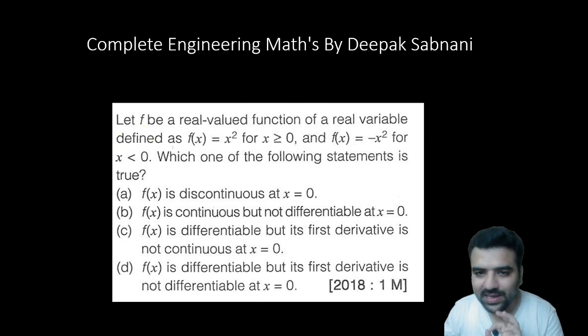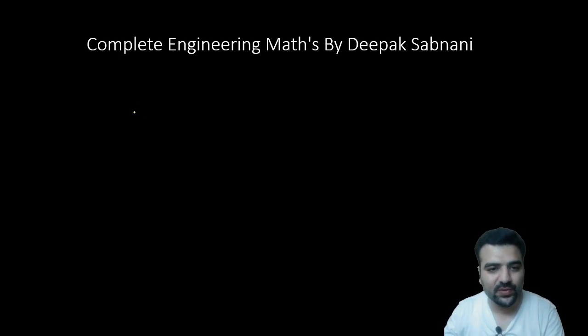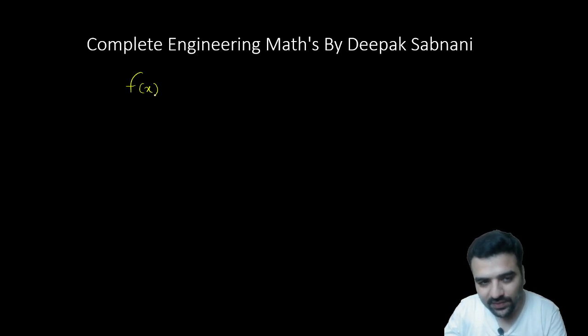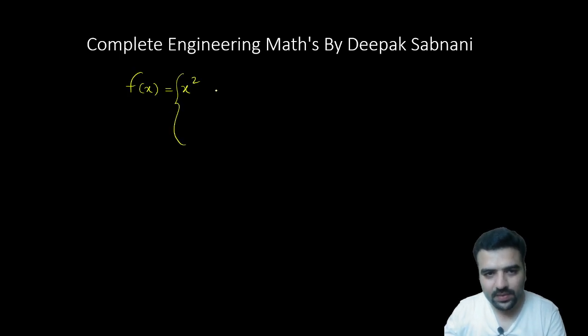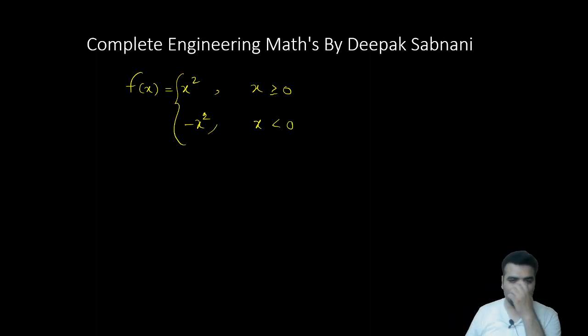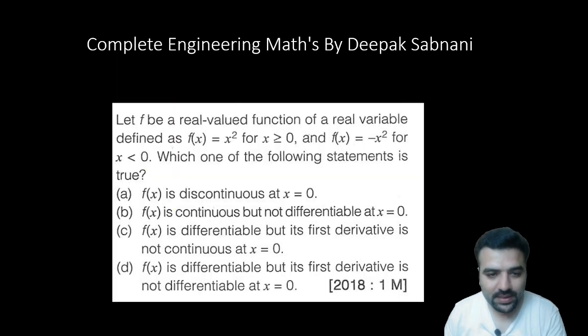The question is, let f be a real valued function of a real variable defined as f(x) equal to x square when x is positive, and f(x) equal to minus x square when x is negative. Now what he is asking: continuity as well as differentiability you have to check, whether the first derivative is continuous or not, and whether the first derivative is differentiable or not.